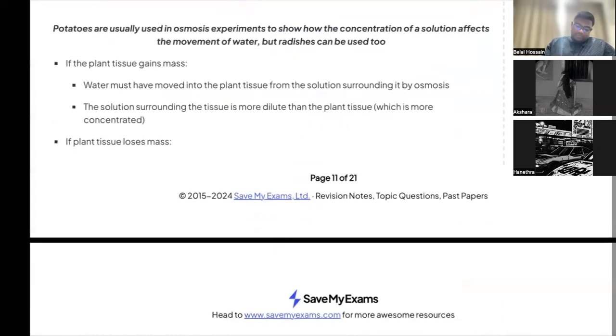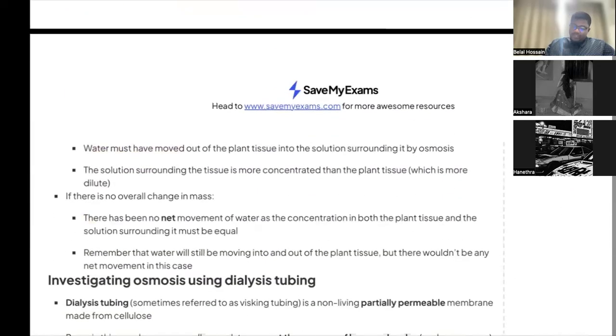You can see the experiment now, talking about how to set up the experiment and what it does. If the plant tissue gains mass, water must have moved into the plant tissue from the solution surrounding it by osmosis. The solution surrounding the tissue is more dilute than the plant tissue, which is more concentrated. If the plant tissue loses mass, then water has moved out of it. That means the solution surrounding the tissue is more concentrated. Remember, more concentrated means low water concentration.